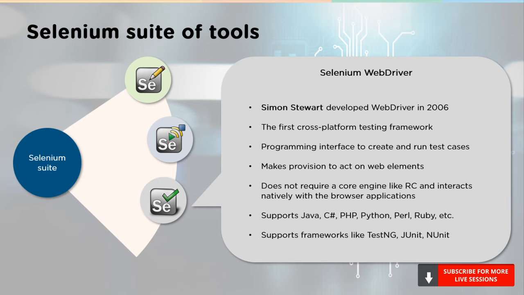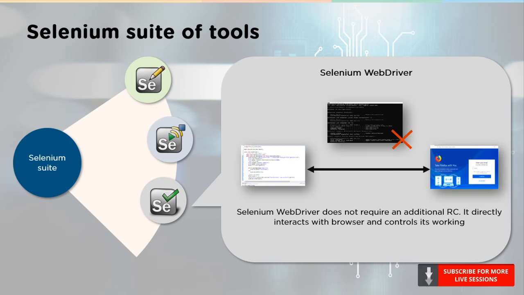WebDriver allows the users to perform actions like click or hover on web elements. Again, the scripts can be written in any programming language, be it Perl, PHP, Java, etc. It also supports frameworks like TestNG or JUnit for test management. But the main USP of WebDriver is that unlike RC, it doesn't require a core engine and interacts with the browser natively. To learn more about WebDriver, there's a link in the description box. Make sure to click on that to get a better understanding.